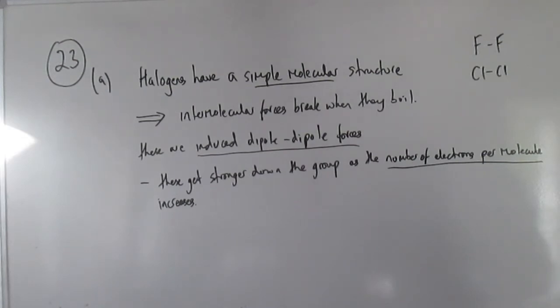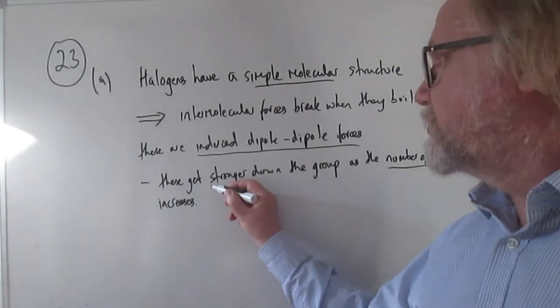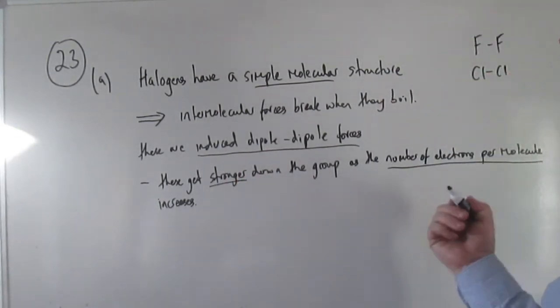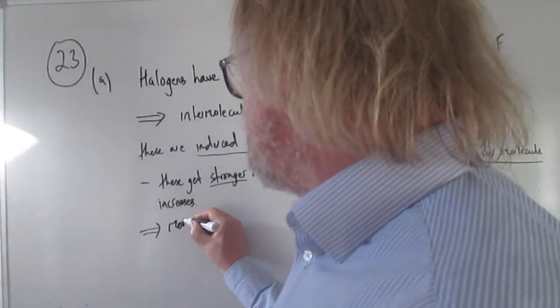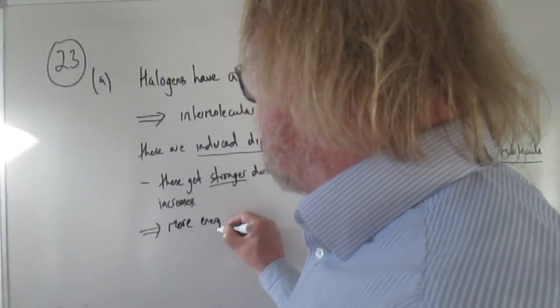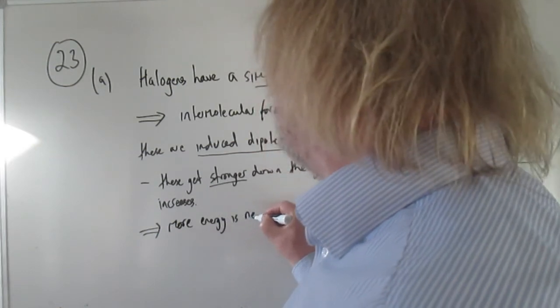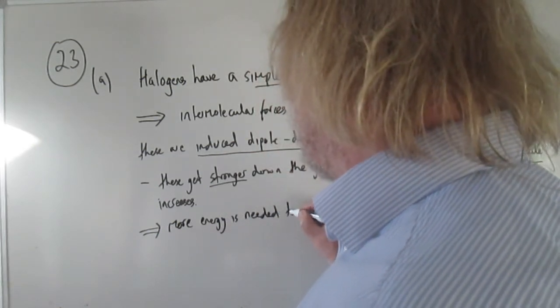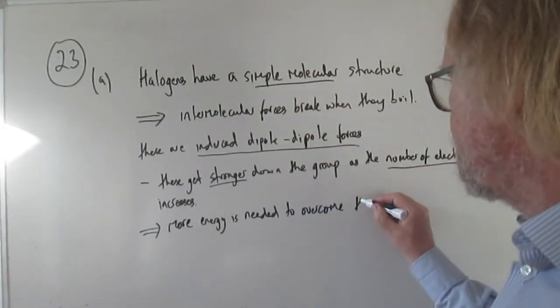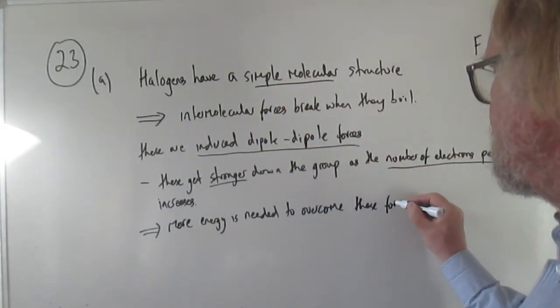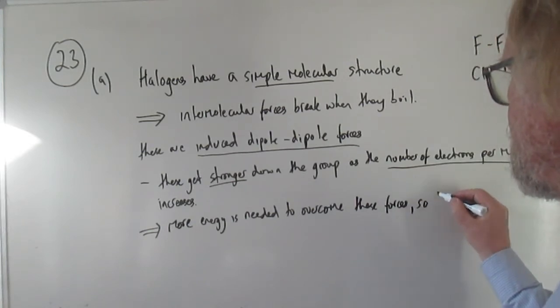So these get stronger down the group as the number of electrons per molecule increases, and always it's not enough just to talk about the strength of the bonds, you've got to relate that to energy. So that means more energy is needed to overcome these forces or to break them down. So the boiling point increases.